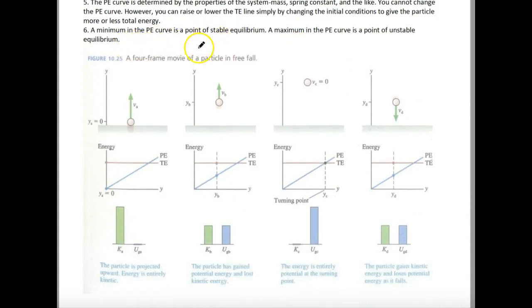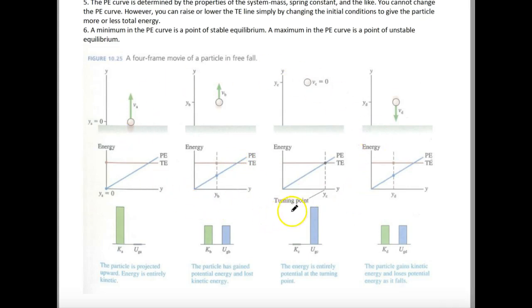A minimum in the PE curve is the point of stable equilibrium. So that's basically where everything's going to work out. A maximum in the PE curve is a point of unstable equilibrium. So that's where it's got a lot of energy and it's getting ready to release all that energy.